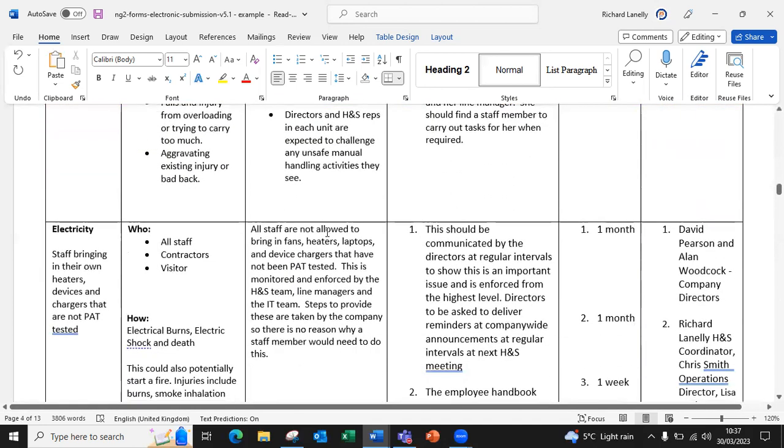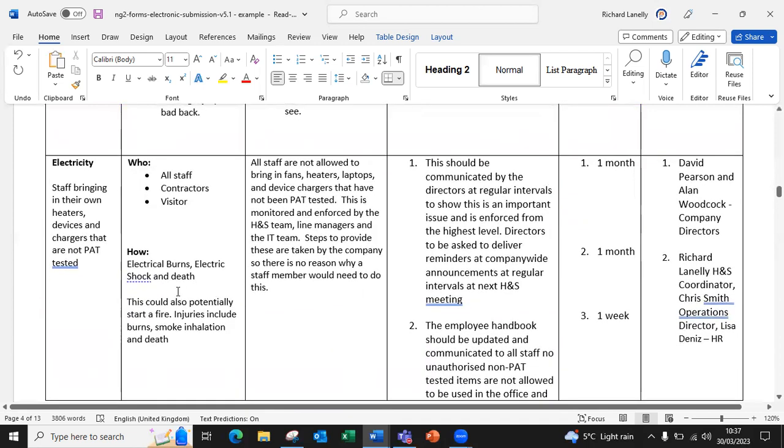Okay, so next one is electricity. So again, nice clear hazard label: staff bringing in their own heaters, devices, and chargers that are not PAT tested. That's it. So it's very, very clear. Again, we could put more information in here.